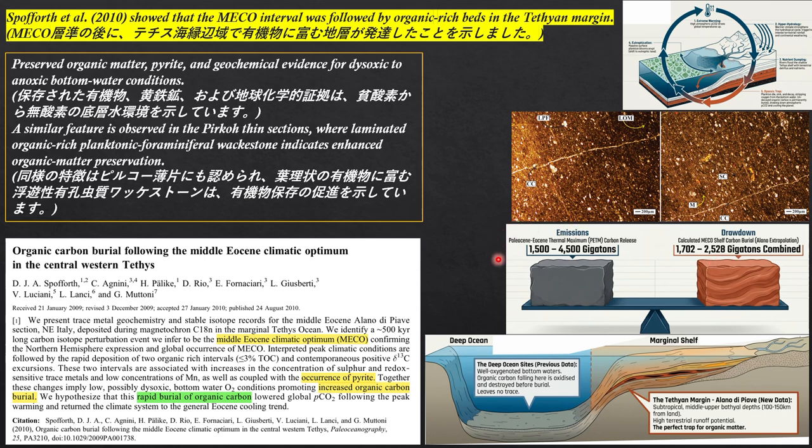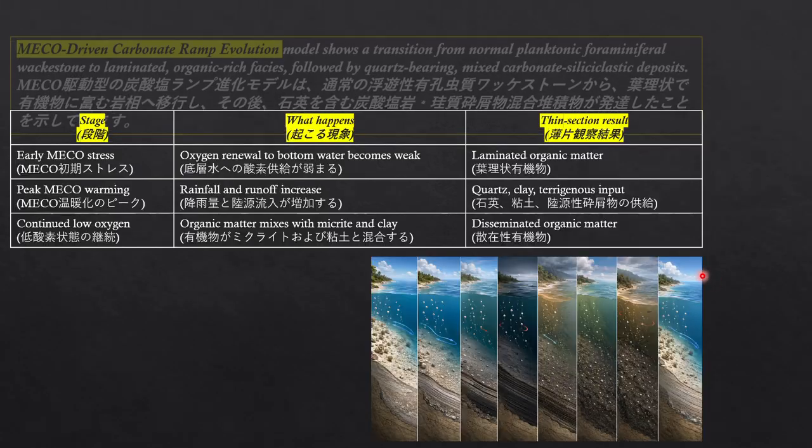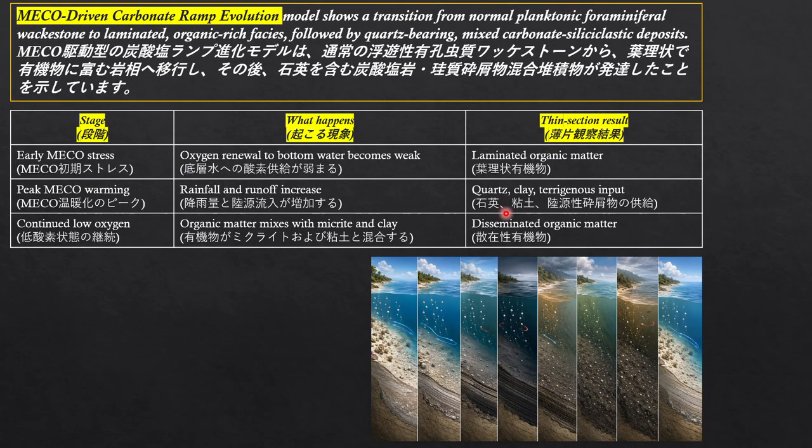Along the PETM, too much organic carbon is released, because it's a huge anoxic event. But in the MECO interval not too much organic matter is released. So now I will start the relation of organic matter lamination or organic matter dissemination with my MECO interval, along this climatic change along the MECO interval.